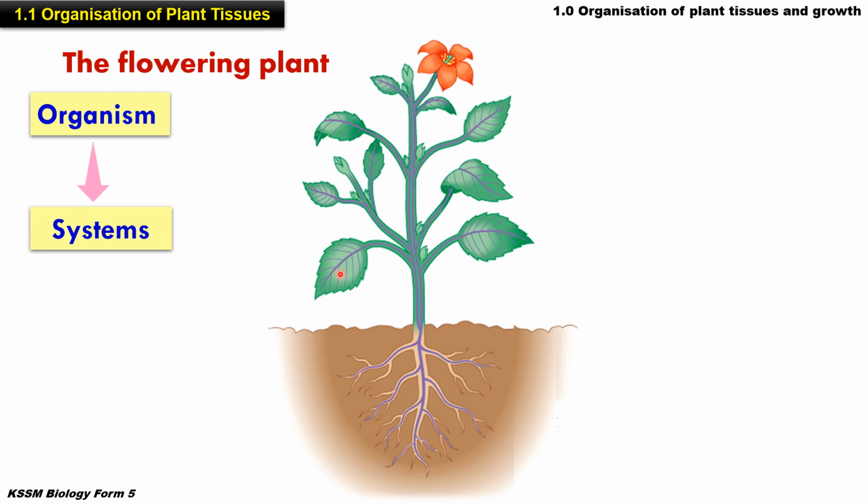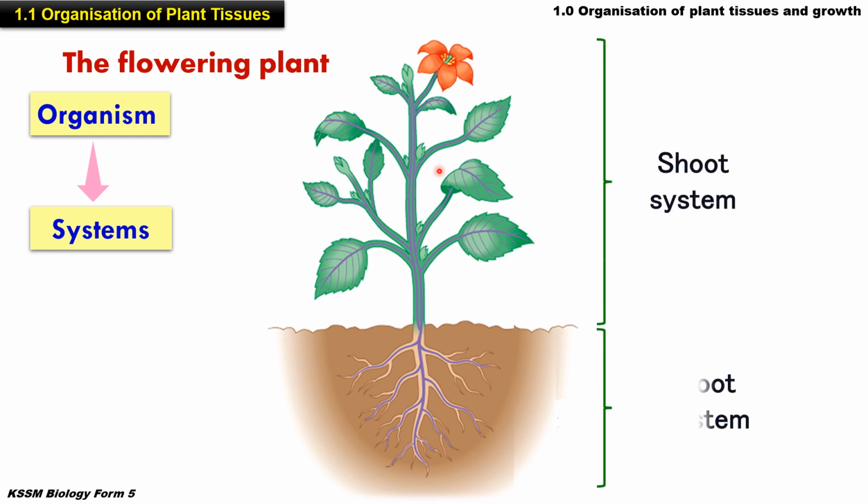Organism kita tengok terbalik. An organism is made up from a few systems. For the plant, what are the systems involved? The plant has only two systems. Simple kan? Kalau manusia ada banyak, but for plant only two. The first system is the shoot system and the second is the root system. Tolong label juga. Dah lukis tadi, you label.